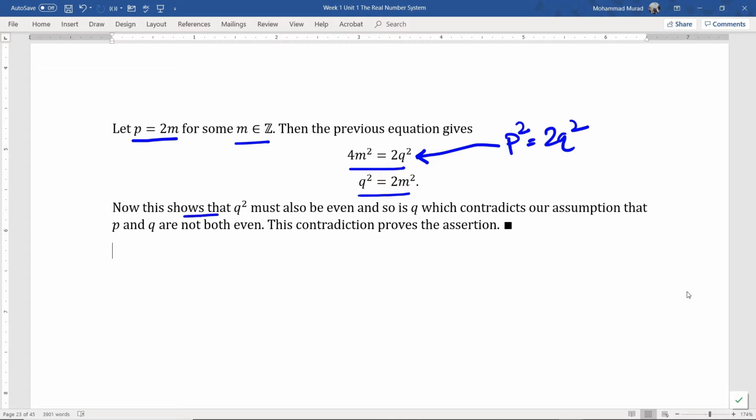Now this shows that q squared must also be even, and so is q. But this contradicts our assumption that p and q are not both even. We started our proof with the assumption that p and q are integers but not both even. This contradiction proves the assertion that r cannot be a rational number whose square equals 2.